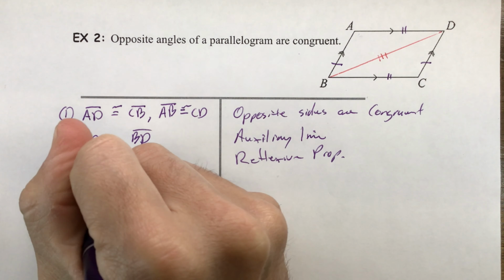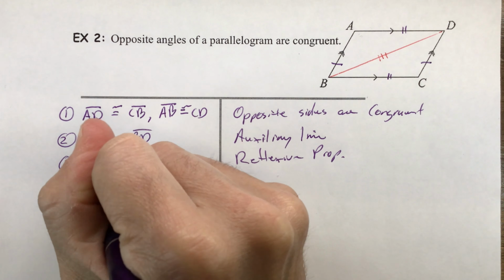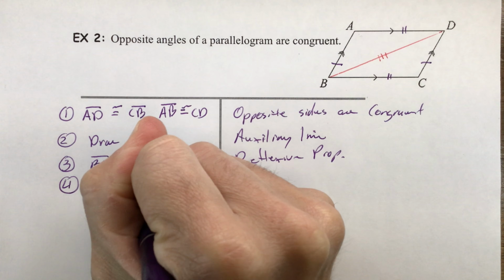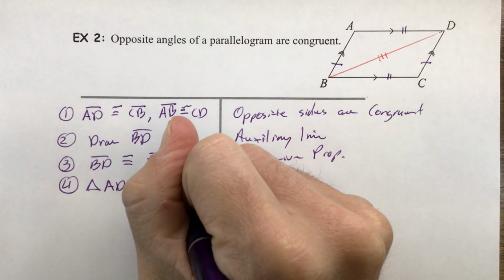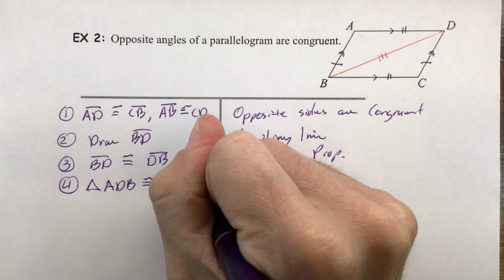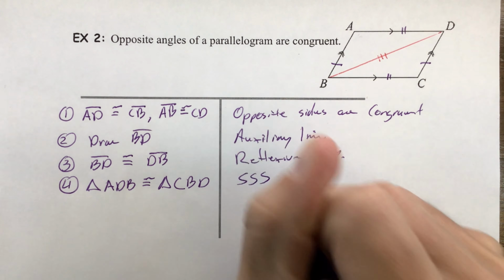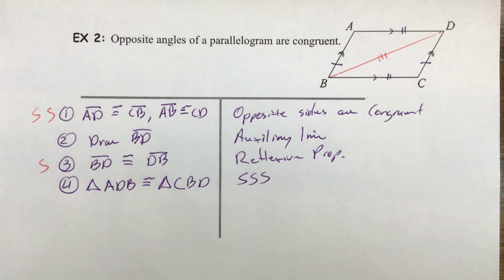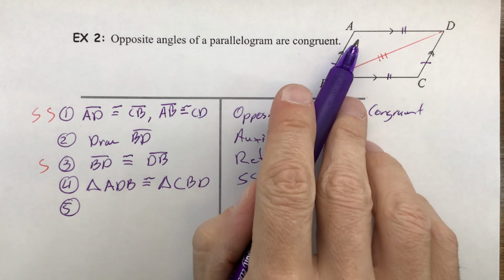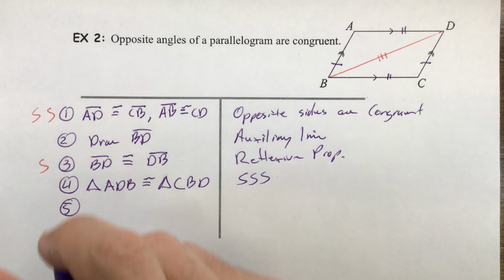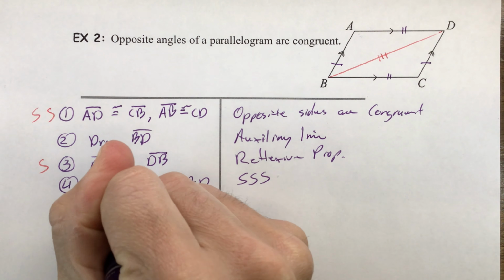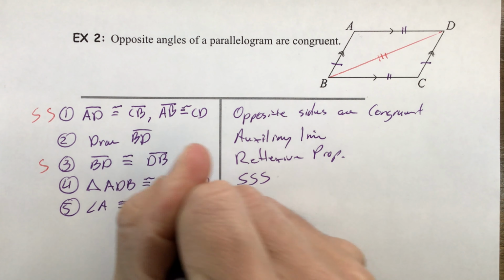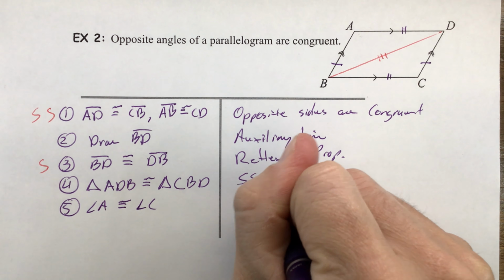So step 4, we'll do triangle ADB is congruent to triangle CBD, side, side, side. Here's 2 of your S's. That's your third one down there. So congruent by side, side, side. Then step 5, we can at least prove that A is the same size as C by corresponding parts of congruent triangles.